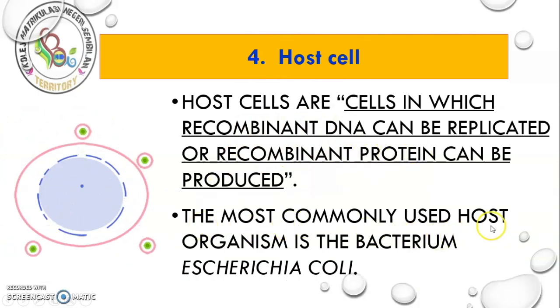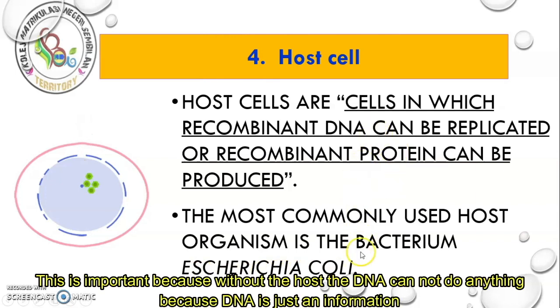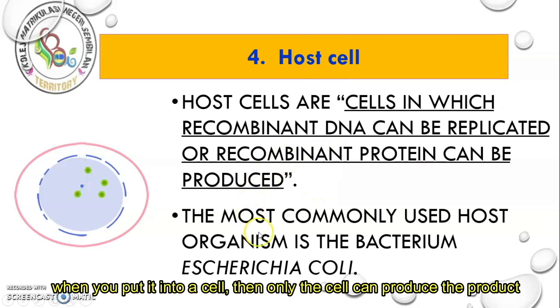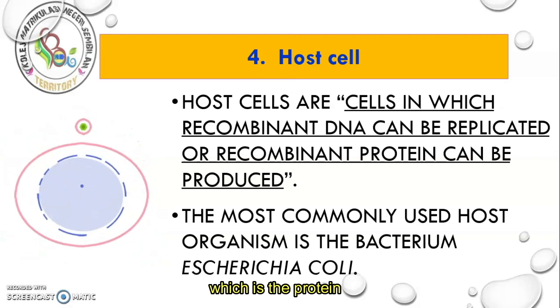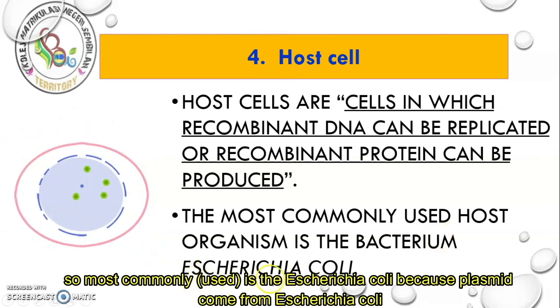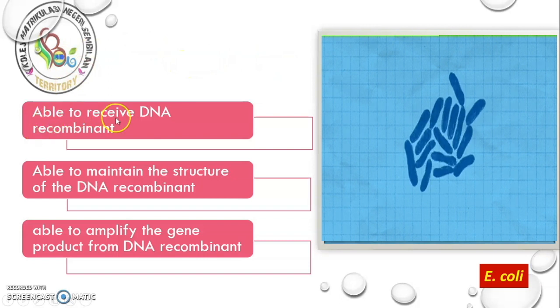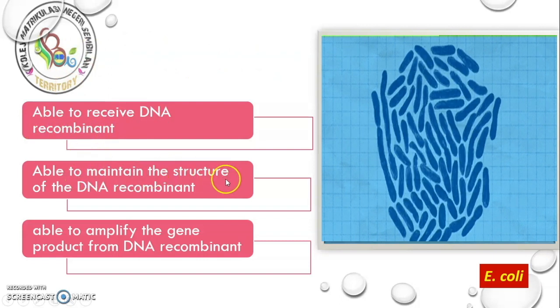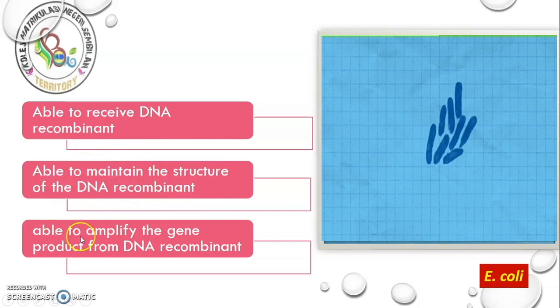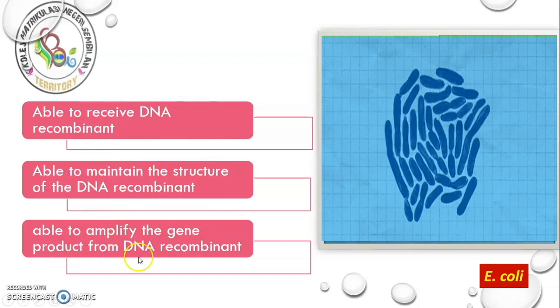The most commonly used host organism is the bacterium Escherichia coli. Okay, this is important because without the host, the DNA cannot do anything, because DNA is just information. When you put it into a cell, then only the cell can produce the product, which is the protein. So most commonly it is Escherichia coli, because the plasmid comes from Escherichia coli. What is a good host? The host must be able to receive recombinant DNA, able to maintain the structure of the recombinant DNA, and able to amplify the gene product from the recombinant DNA.